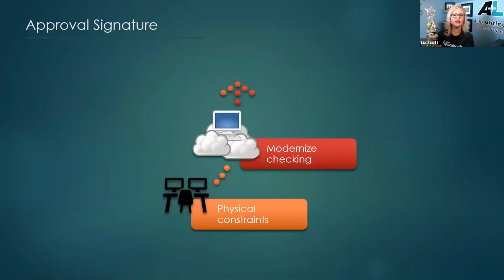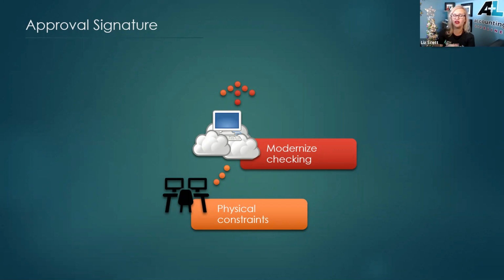Okay, and then also the approval signature. So we have these physical restraints of, if we have to have somebody in person sign these checks, in person, it just isn't happening right now. So we have to modernize the check signature. And that is something that can happen on a computer, on a phone. There's lots of different options here.